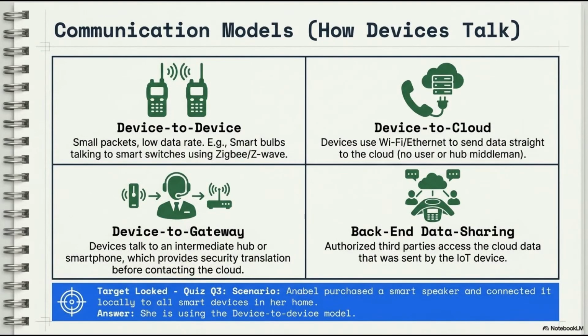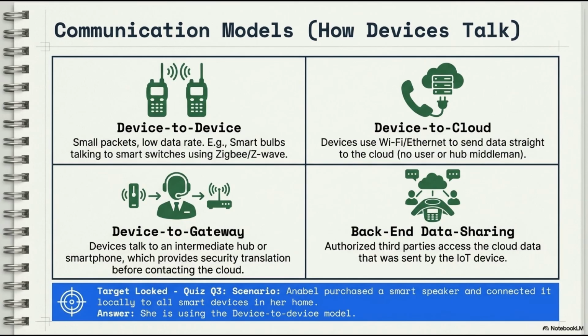Moving to slide 5. Communication models. How devices talk. Devices don't all gossip the same way. We have 4 models. First, device to device. Small packets, low data rates, like a smart bulb talking straight to a smart switch. Then device to cloud. A direct Wi-Fi or Ethernet connection straight to the internet.